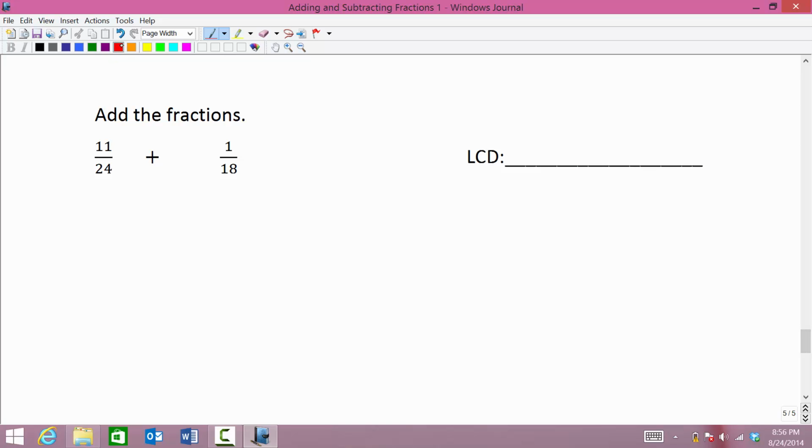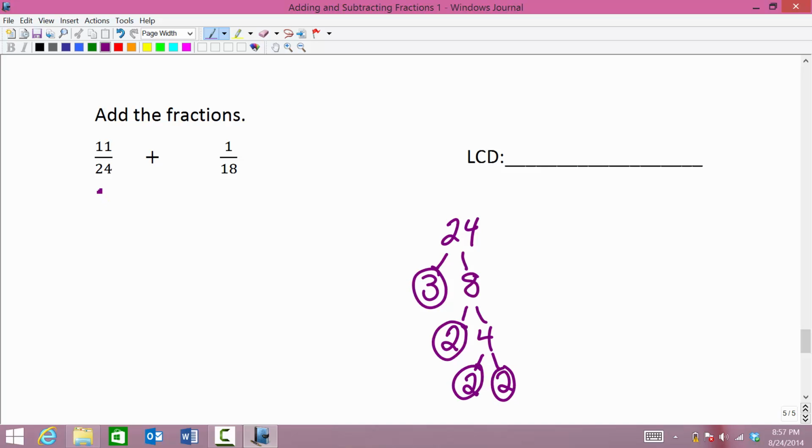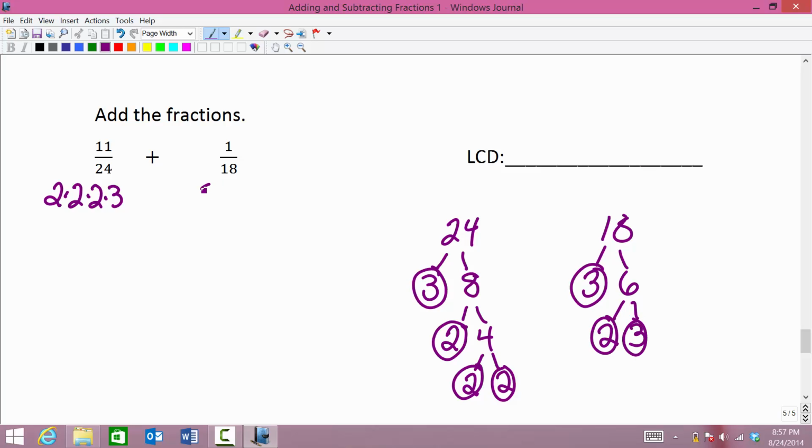Alright, we want to find the LCD of these two fractions and then add the fractions together. So let's take 24, break it up into prime factors. The first thing I thought of was 3 and 8. It doesn't matter where you start, we'll all end up at the same place. Just keep breaking it up into its prime factors until you can't go any further. So 24 is 2 times 2 times 2 times 3. 18 is 3 and 6, and then 6 breaks up as 2 and 3. So that's 2 times 3 times 3.